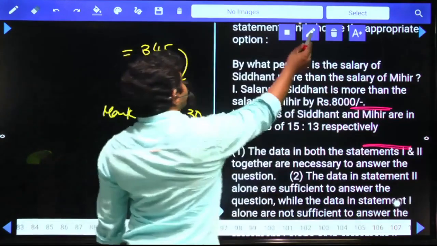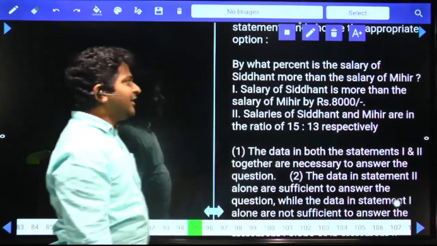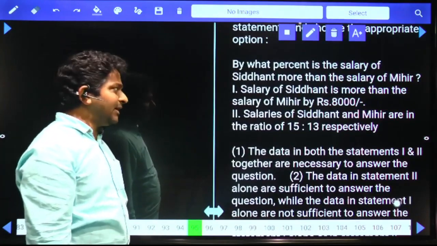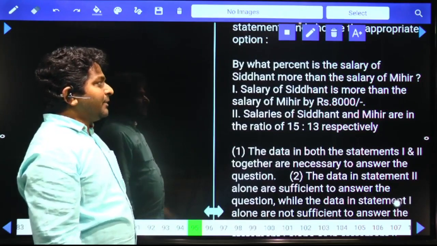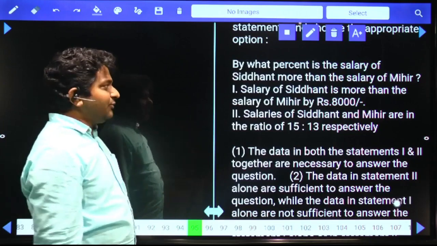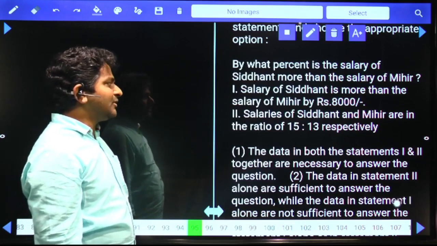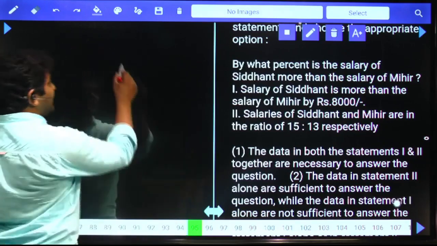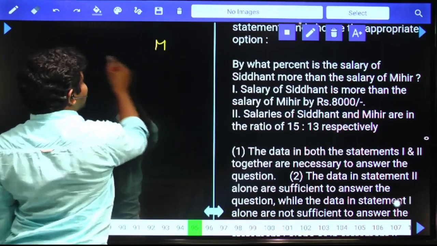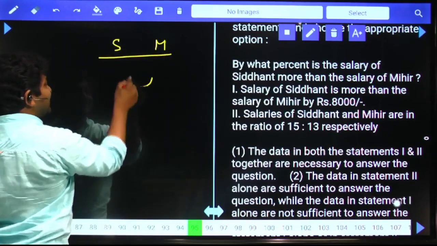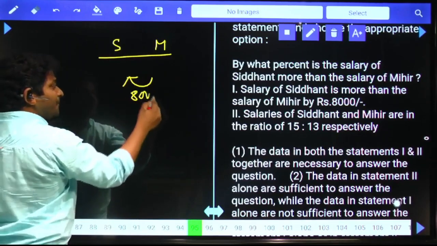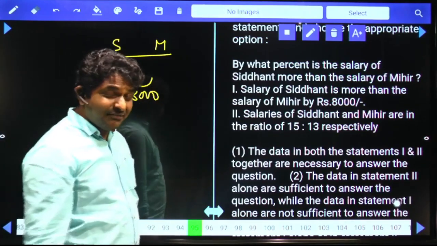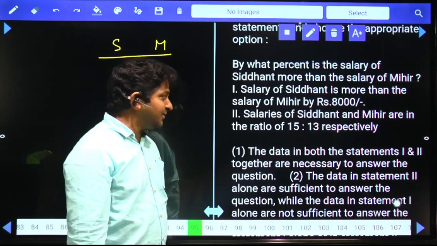Next. By what percentage is the salary of Siddhant more than the salary of Mihir? Percentage of salary increase, that's what we need to calculate. Salary of Siddhant is more than the salary of Mihir by 8,000. If Mihir's salary is X rupees, Siddhant's salary is 8,000 rupees extra. Using the first statement itself, we cannot answer the question.